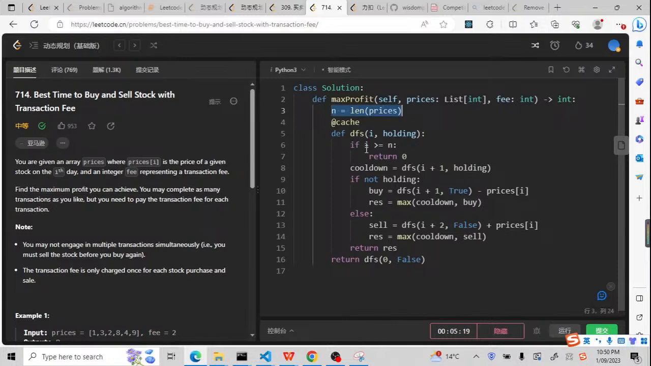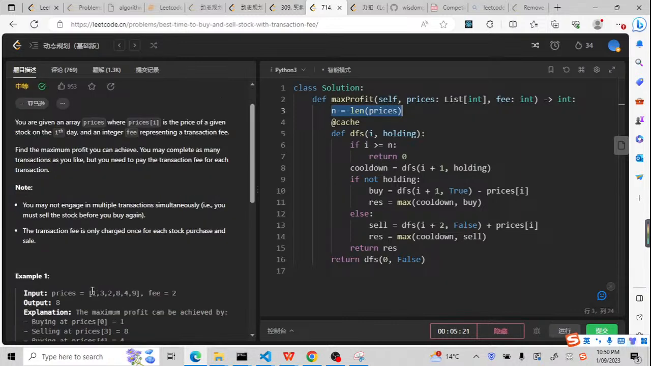So i is the index of the prices array. If it is more than or equal to n, it means it is out of the boundary, and I need to return a value of 0. Now I have a cooldown, and no matter which state I'm in, holding or not holding, I will always have a cooldown state because I can decide to cooldown. The cooldown just means my current state.